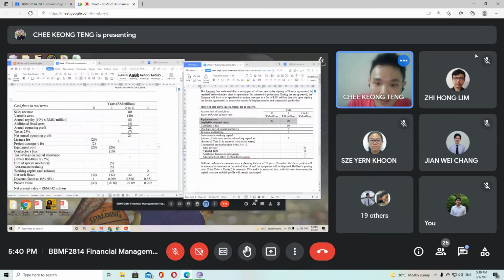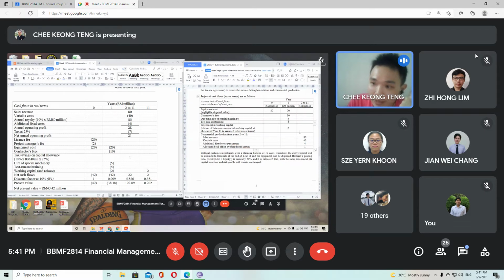In year 1, another 20 million and 10 million contractor fees. Definitely relevant, because again it is incremental: if you do it, then you pay. One-time hire of special machine is also relevant. Test run and training are also relevant at year 1, and investment in working capital is also relevant. So we just copy and paste from here. Everything is relevant. Nothing wrong.